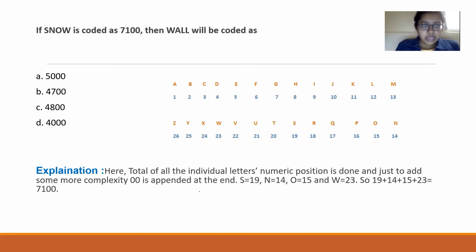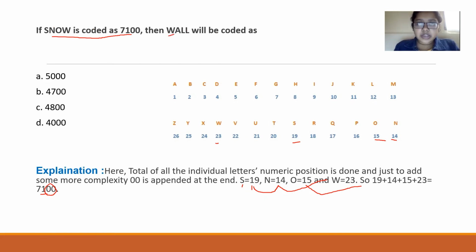Let's solve it. As you can see, the numbers are assigned to the specific alphabets. For S, 19 is assigned. For N, 14. Then for O, 15. And for W, 23. When we add all these numbers, we get 71. Then we add 00 to it. These questions are based on logical reasoning, so we are just giving extra two zeros. It is not about any addition or subtraction. This is the logic: snow is coded as 7100. In a similar way, we have to do it for wall to get the final answer.